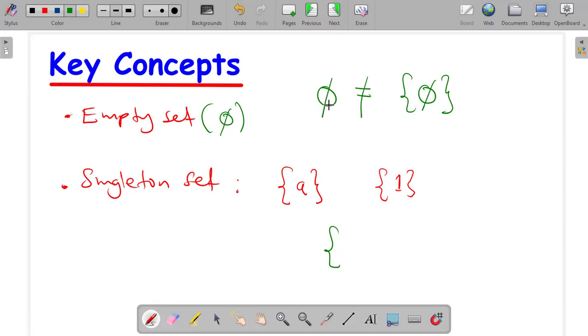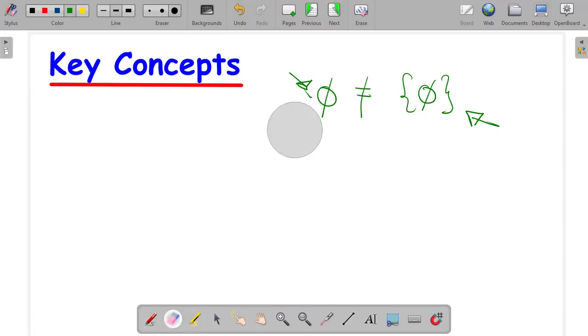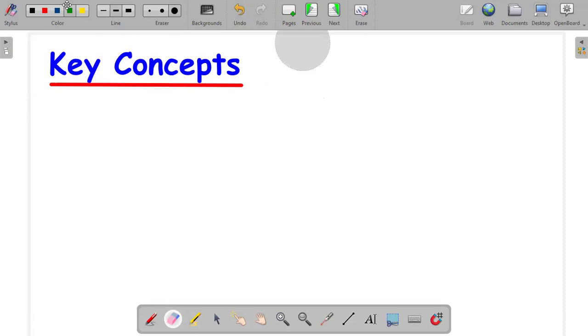these are not equal. So this here on the left side is the empty set, while on the right side, this is the set containing the empty set. So this set containing the empty set has an element, which is the empty set. But the empty set itself is empty. So the empty set is not equal to the set containing the empty set. So that is something that you must take note of. All right. Are there any questions so far? Okay, so there's no question.